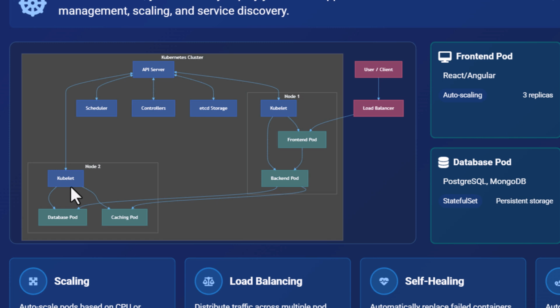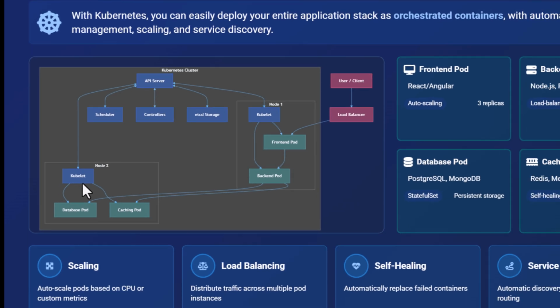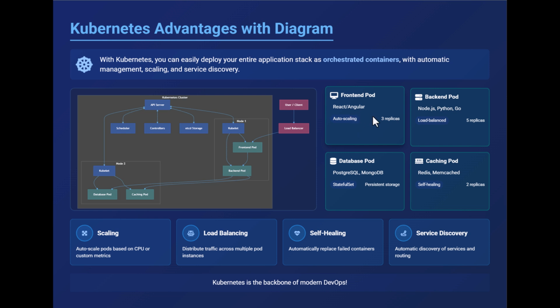The load balancer sits between the user and the Kubernetes cluster, distributing the traffic intelligently to the right pods. Front end pods run UI frameworks like React and Angular. Kubernetes autoscales it. Here we have three replicas running for high availability. Backend pods handle the business logic, Node.js, Python, Go, etc. Load balanced with 5 replicas to handle the API traffic.